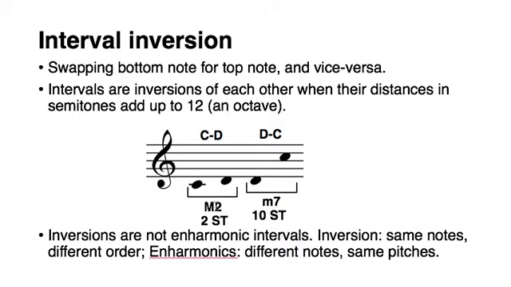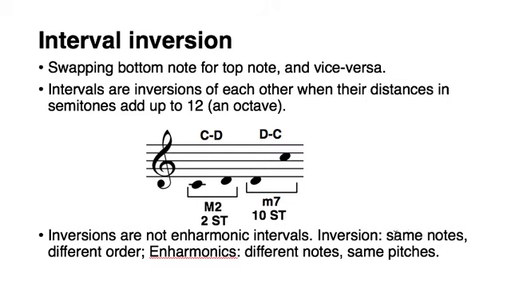So a major second is the inversion of a minor seventh and vice versa. And then if you count the number of semitones in these intervals, a major second has 2, a minor seventh has 10. They add up to 12, so they are indeed, by this alternative method of confirming that, inversions of each other. Please do notice that inversions are not the same as enharmonic intervals.